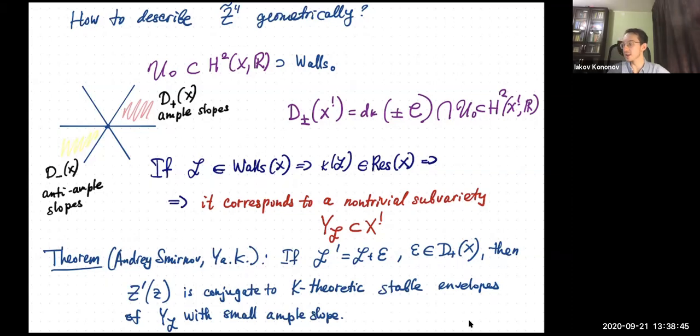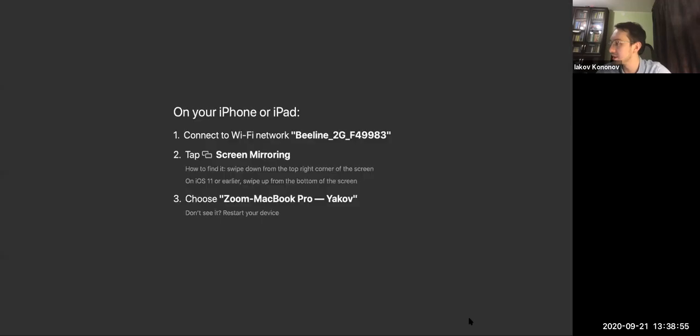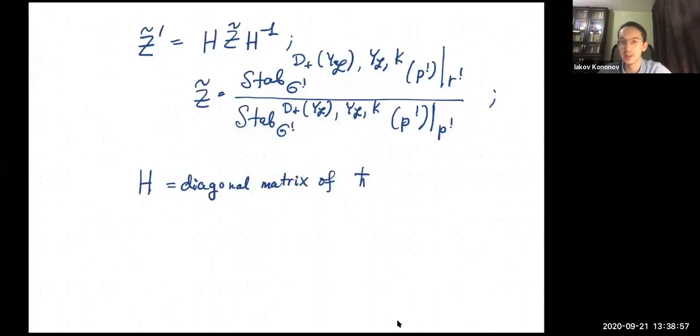So it's more precisely, it is conjugation by some diagonal matrix which depends on H, the matrix of K-theoretic stable envelopes of the fixed invariant subvariety of the dual variety.